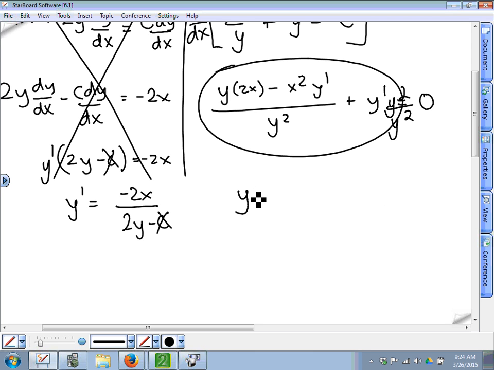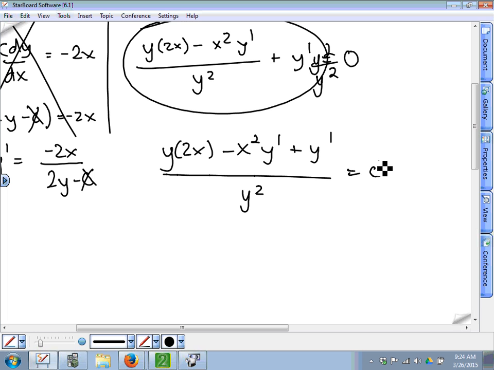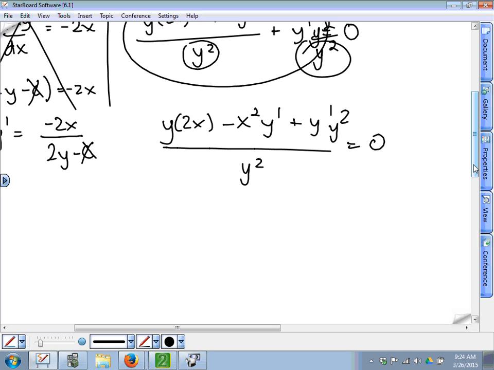So now we have y times 2x minus x squared y prime plus y prime all over y squared, and that equals 0. Oh, yeah, sorry, y squared right there. Don't want to forget about that. We multiplied by y squared over y squared to get a common denominator. Then we added them together. Okay, now we can start the ball rolling. This should go pretty quick from here. Let's keep this moving. We got to move quick.